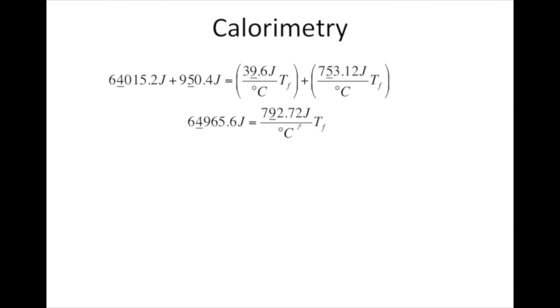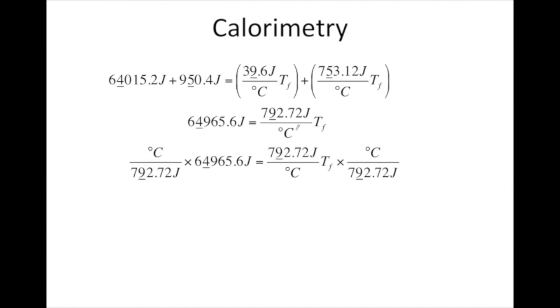Now I need to multiply through by the inverse of this on each side in order to get temperature final by itself. So I multiply both sides by that. These cancel. I'll end up with temperature final by itself. And I get a temperature final of, to 2 sig figs, 82 degrees Celsius. Now again, make sure your final answer makes sense. This is higher than the initial temperature of the silver and lower than the initial temperature of the water, so it does make sense. Again, if you did your algebra differently than me, that's fine, but please be sure you can do that correctly.